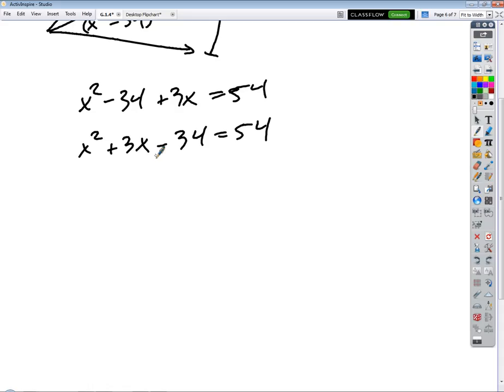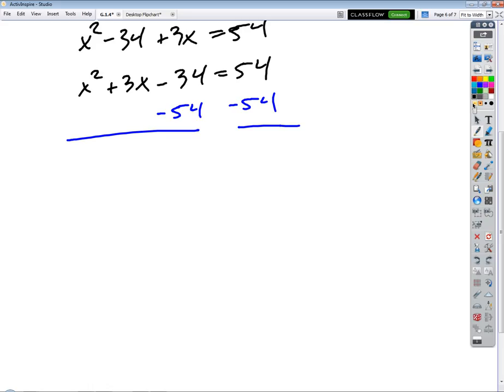What we want to do instead is put this into what we call standard form and set it equal to 0. So we're going to subtract 54 from both sides. And what do we get if we do that? On this side, we get x squared plus 3x minus 88 equals 0.